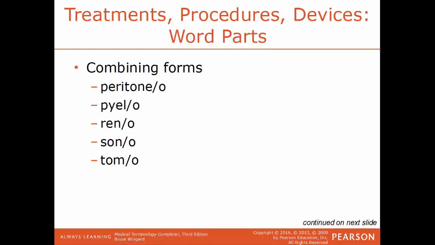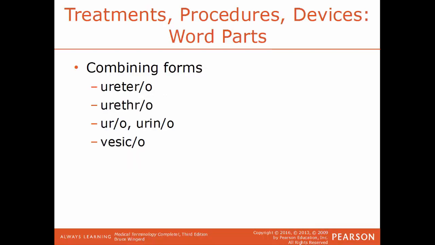Peritoneo is a reference to the peritoneal cavity. Pylo is a reference to the renal pelvis. Reno is a reference to the kidney. Sono is a reference to sound. And tomo is a reference to cutting. Uretero is a reference to the ureters. Urethro, a reference to the urethra. Uro or urino is a reference to urine. And vesico is a reference to the urinary bladder.